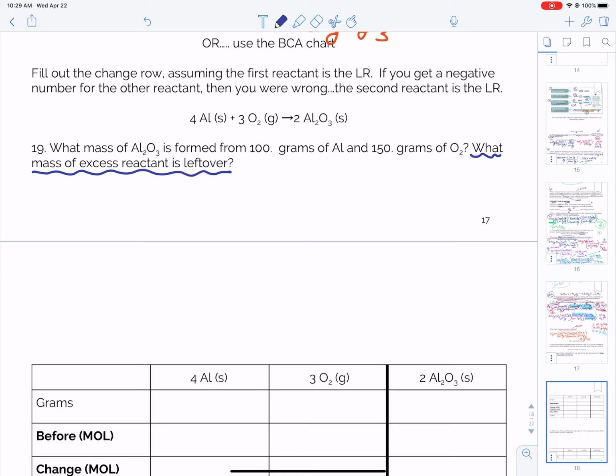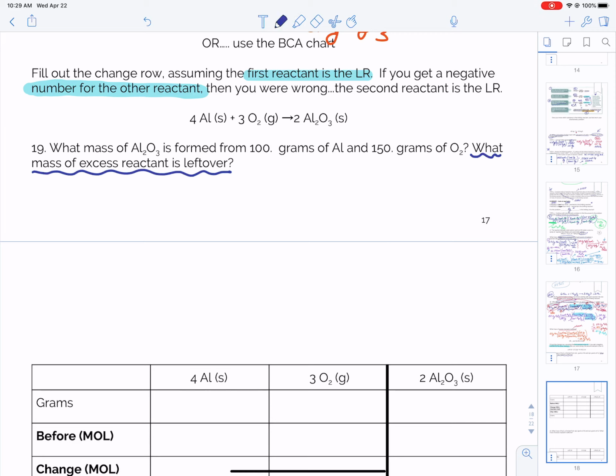And how you do that is you look at the change row. You assume the first reactant is the limiting reactant. Then you're going to do a mole over mole stoichiometry problem. Figure out how much of the other reactant you will use. Sometimes you will wind up with a negative number after the BCA, in the after part. Well, you can't have a negative number of grams. Matter is never created nor destroyed. So that can't happen. So that means that the first reactant wasn't the limiting reactant. I think you'll see that when we actually do this problem.